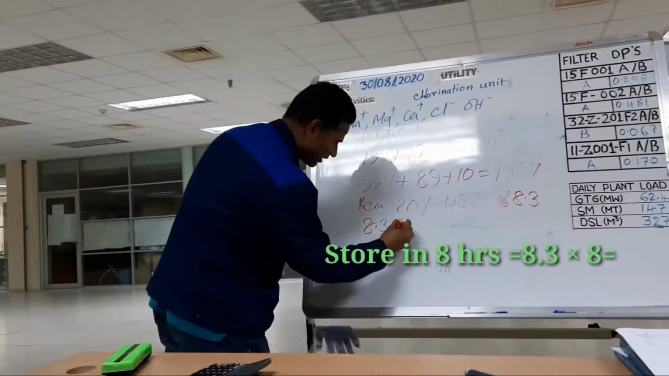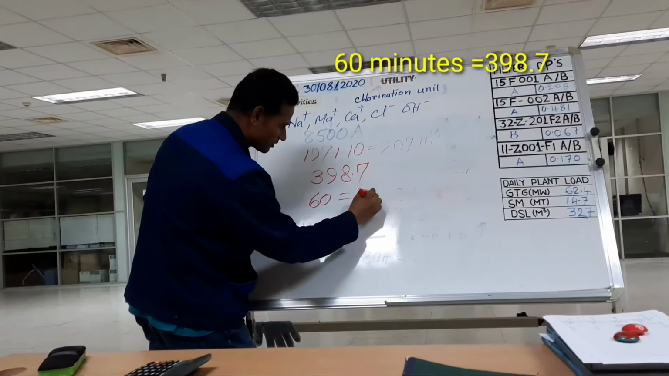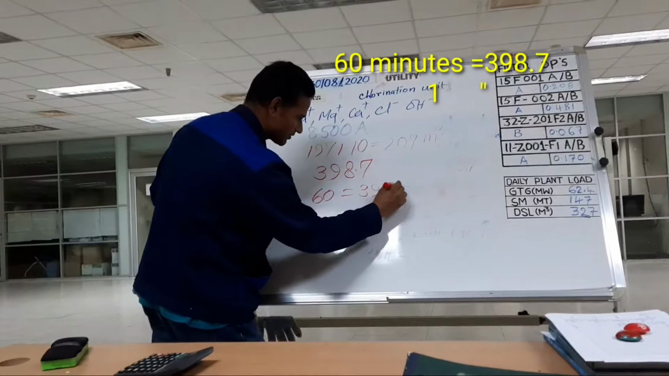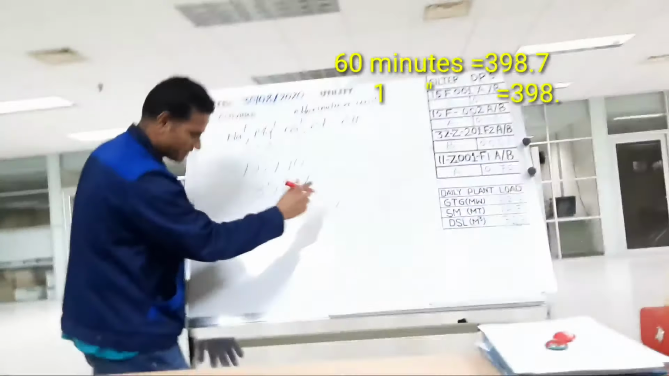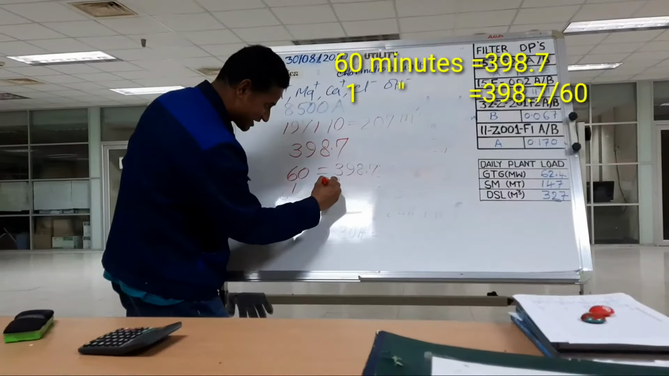So if product continues to accumulate, the tank level will increase and the tank will overflow. So for that reason we are using the shock dosing pump, for 10 minutes. So shock dosing pump capacity, how much do you know? 398.7. Shock dosing pump discharge flow is 398.7. But this pump normally runs 10 minutes. Okay. So 60 minutes is equal to 398.7, one hour flow 398.7. So 10 minutes, how much flow coming?